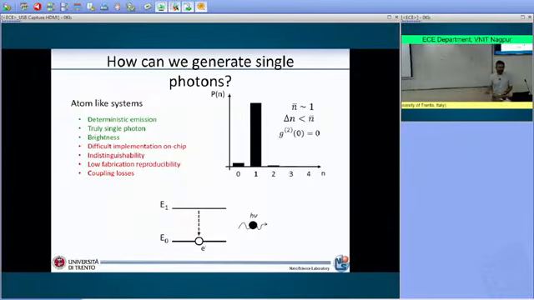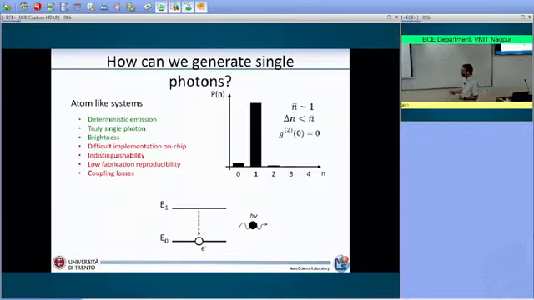And so in this case, the system has very good properties in terms of deterministic emission. We know when the photon is coming out because we pump, we excite the electron, and therefore after the excitation we have the recombination, and we get one photon. Very good. Since only one electron recombines, we have only one photon emitted. And so this is a truly single photon state.